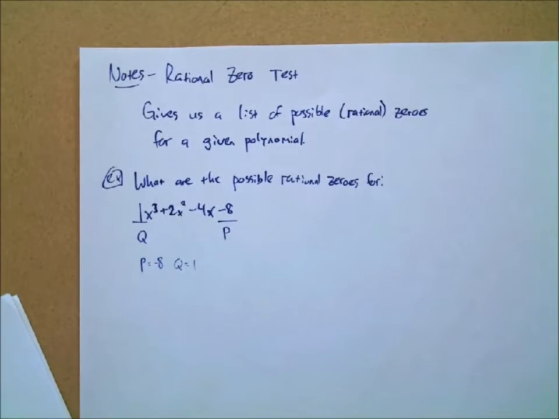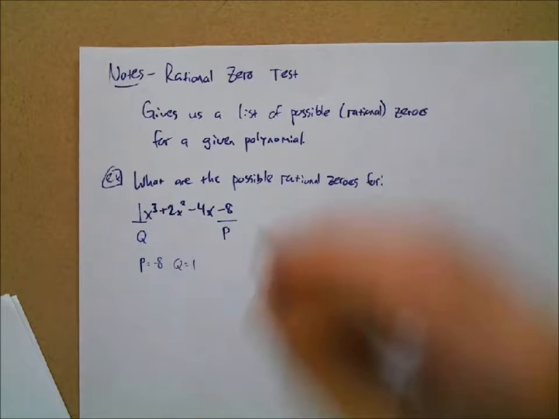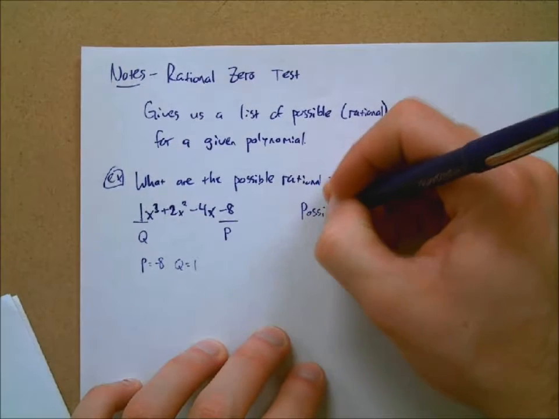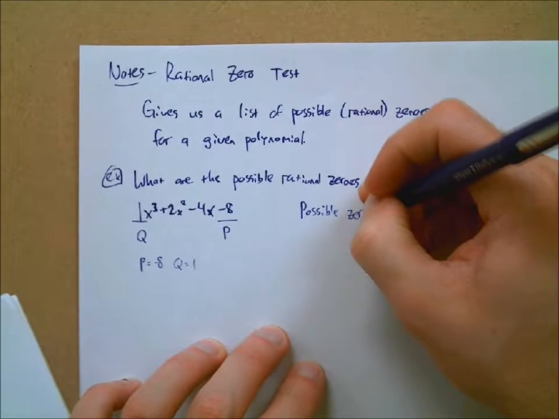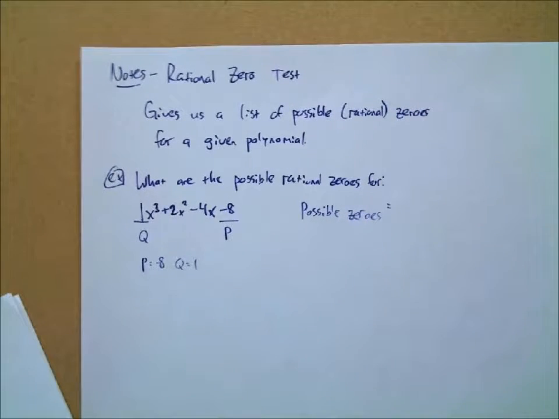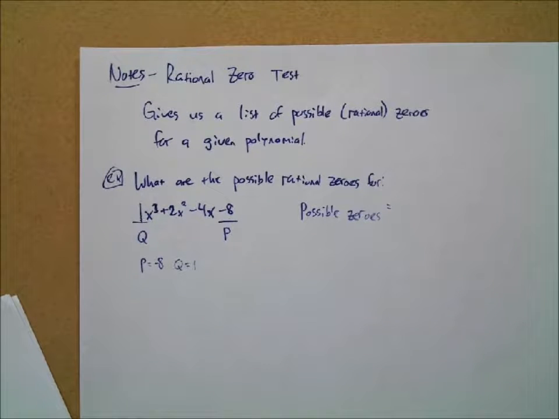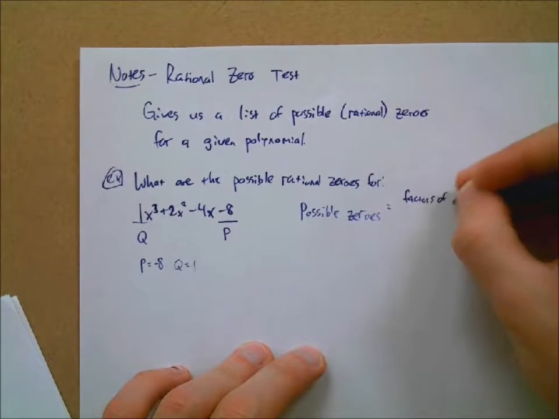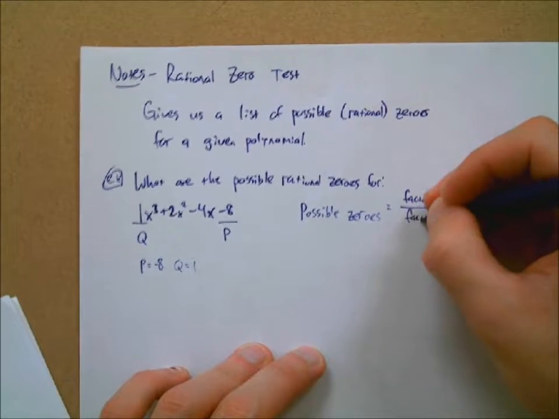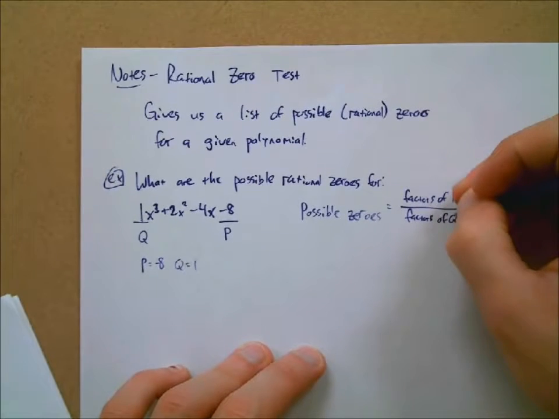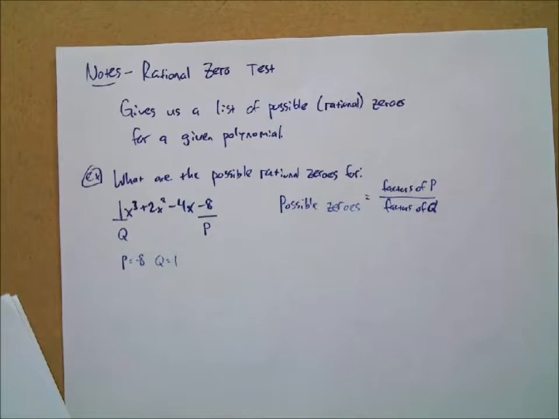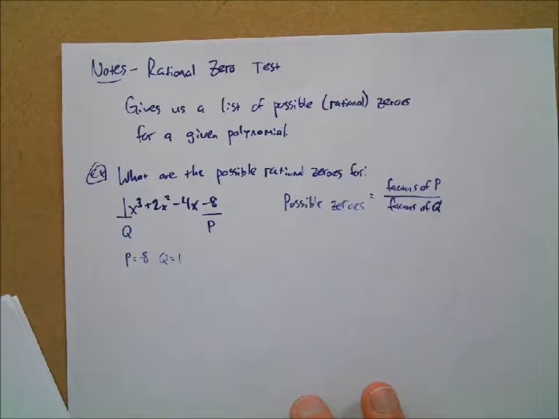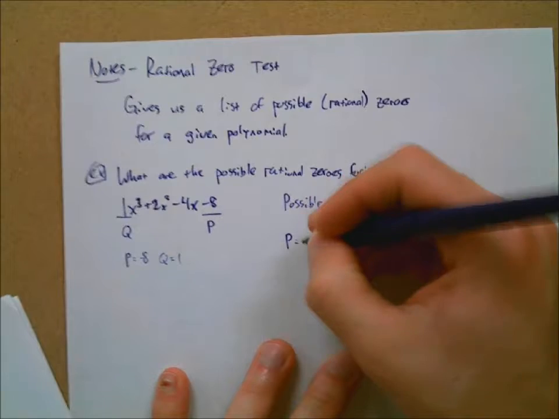All right. The possible zeros of this polynomial will be in the form factors of p divided by factors of q. If something is going to be a rational zero of this polynomial, its form must be a factor of p divided by a factor of q, where again p is the constant for the polynomial.